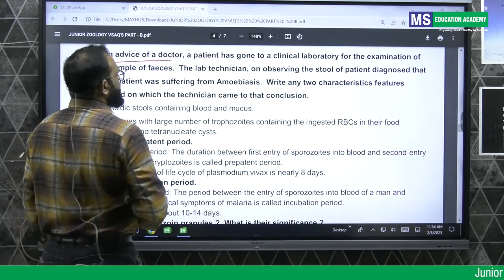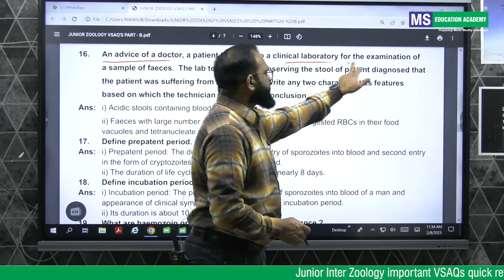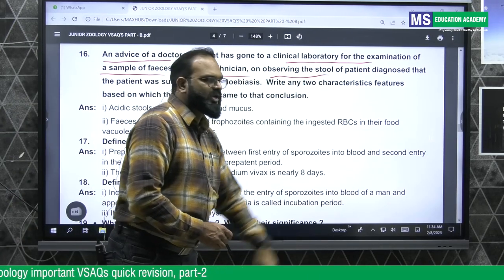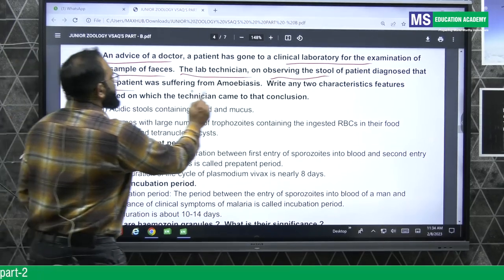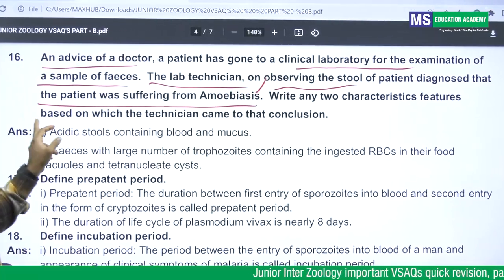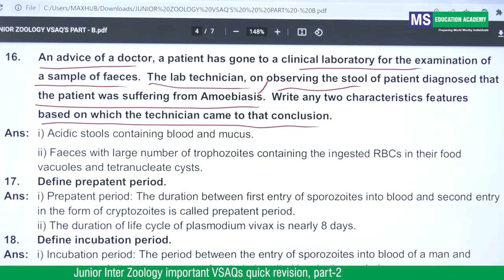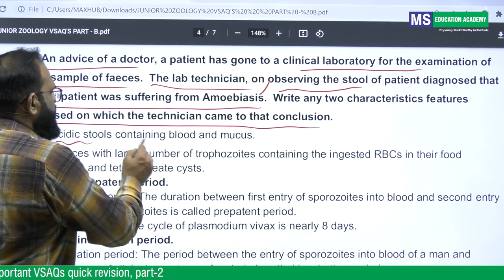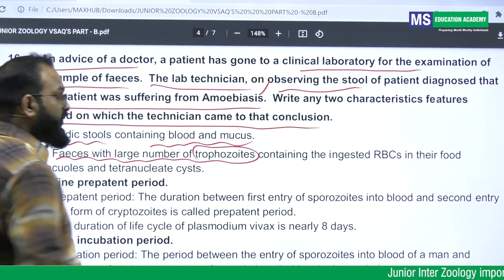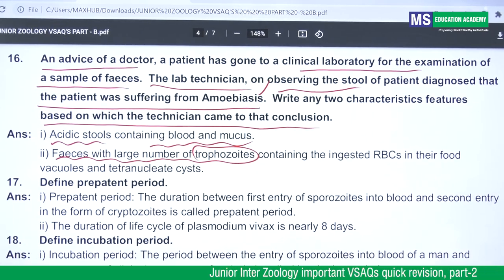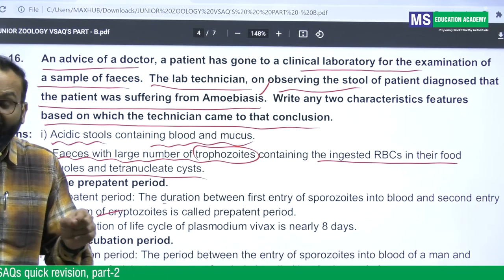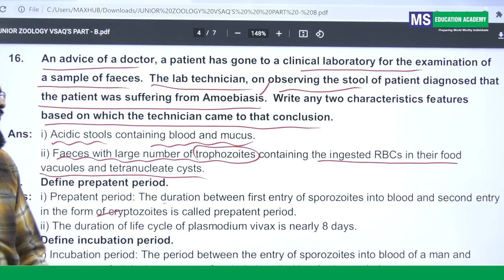An advice of doctor. A patient has gone to a clinical laboratory for the examination of a sample of feces. The lab technician, on observing the stool of the patient, diagnosed that the patient was suffering from amoebiasis. Write any two characteristic features based on which the technician came to a conclusion. So one is acidic stools containing blood and mucus. Second, feces with a large number of trophozoites, feeding stages of Entamoeba histolytica, containing the ingested RBCs in their food vacuoles, and even the presence of tetranucleated cyst.